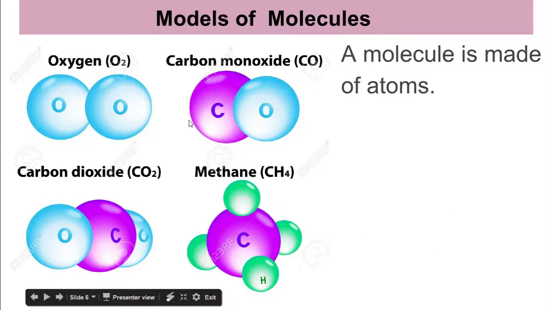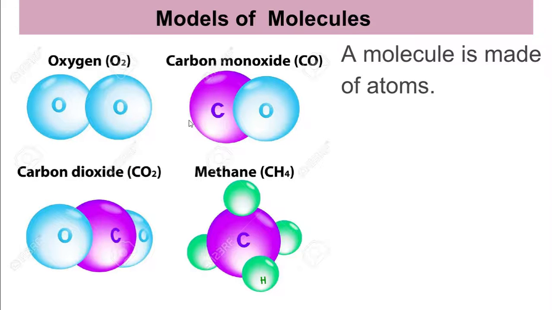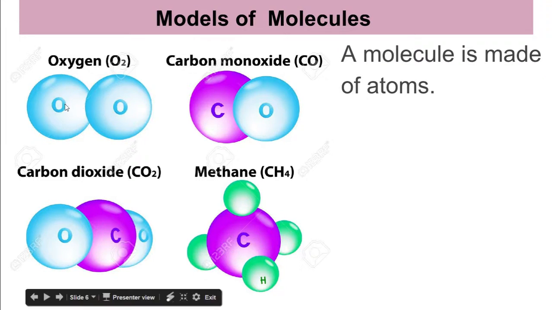Here we have some models of molecules. A molecule is made of atoms. So for those 7 gases, we need 2 atoms to make a molecule, the diatomic molecules, and oxygen is one of them, 2 oxygens. Carbon monoxide is 1 carbon and 1 oxygen. Carbon dioxide is 1 carbon and 2 oxygens, and methane is 1 carbon and 4 hydrogens. And you see the formulas, the presence of the elements, and the number of each atom is expressed in the formula. We have O2, CO, CO2, and CH4.